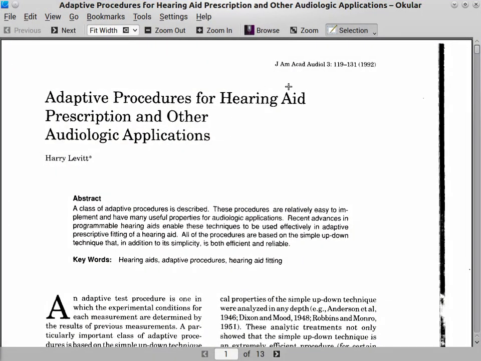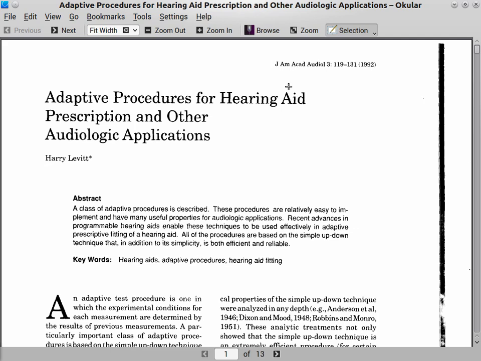So last time I asked you to please read this one before class today. So this article, to sum it up, went over a lot of these procedures, not really a lot, but it went over the simple up-down procedure and the transformed up-down procedure in greater depth compared to the textbook. And then it also talked about clinical application of the transformed up-down procedure using it for word recognition testing, and then other adaptive procedures for the hearing aid prescription.